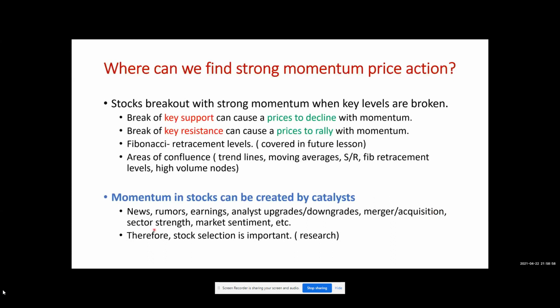So if you see travel stocks popping on news that vaccines are reducing the number of COVID cases or whatever, then travel stocks are going to pop. If sector strength is good, you can trade that. Market sentiment: if the overall market sentiment is bearish for some reason, like the Biden tax news today, it caused some big selling. A lot of algos were going crazy over it. So those are things that can cause a lot of momentum in our stocks.